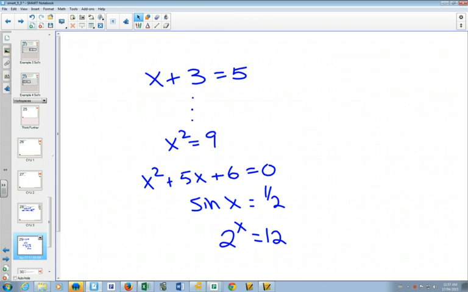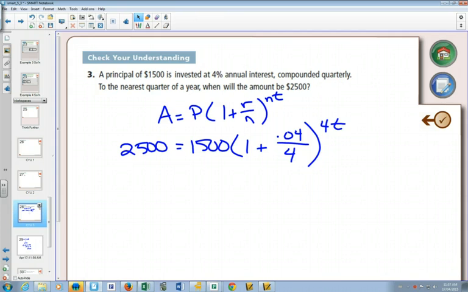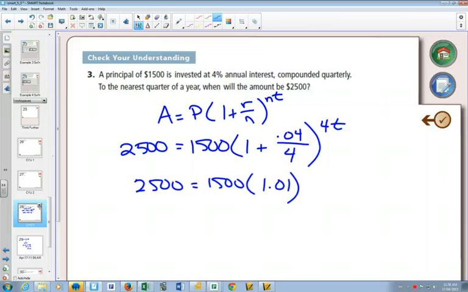So now we have to think, if I haven't learned that yet, how could I solve something like this? You could guess and check. Could simplify a few things. What could we simplify? We could simplify inside the brackets to just get 2,500 equals 1,500 times 1.01 to the power of 4t. And we could graph it. That right now is, with our graphing calculators, probably our best strategy. You could put this into y1.